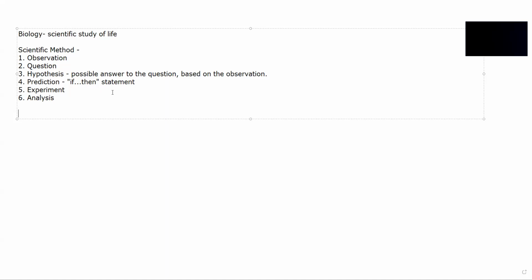So I put theory down here. So, theory: a comprehensive and well-supported explanation. And again, this comes from repeated experimentation. And again, you can't prove a theory.